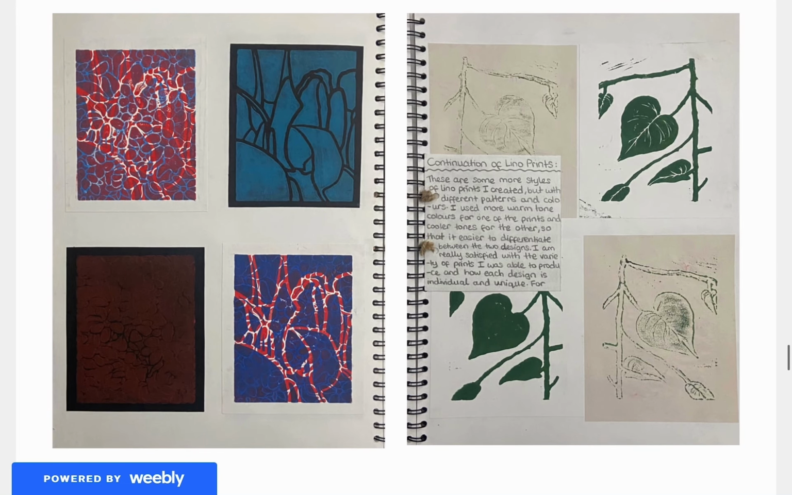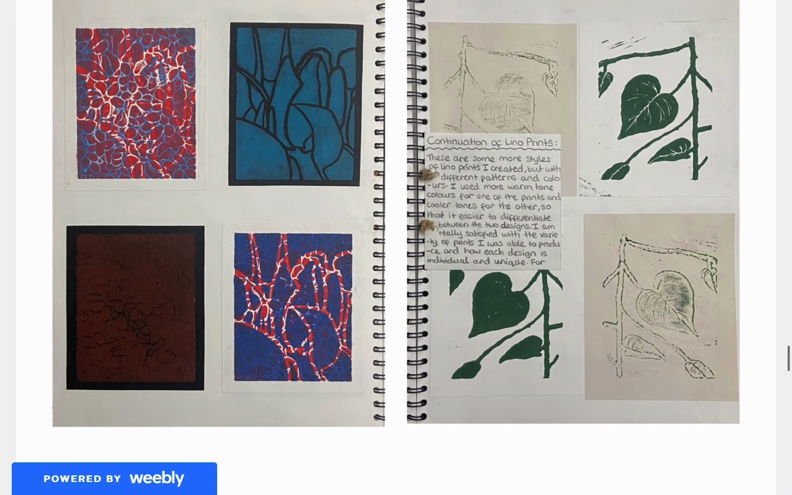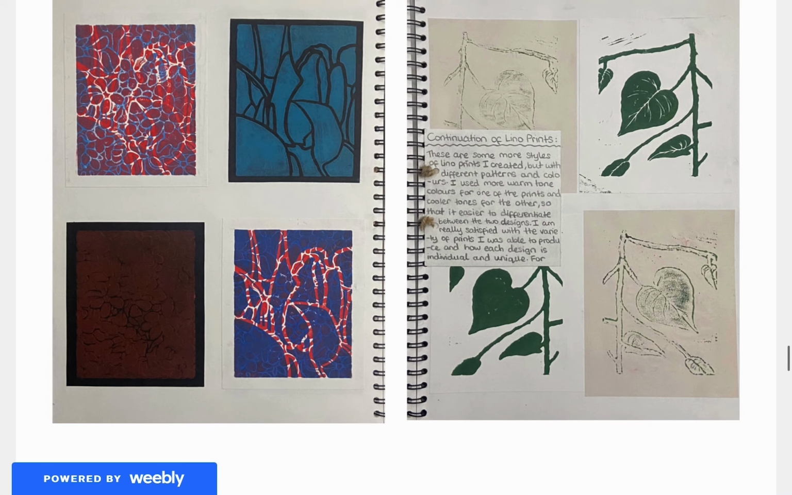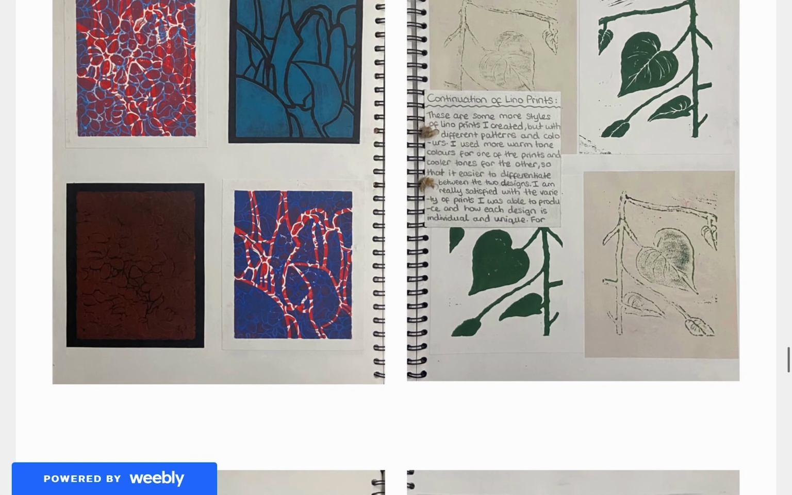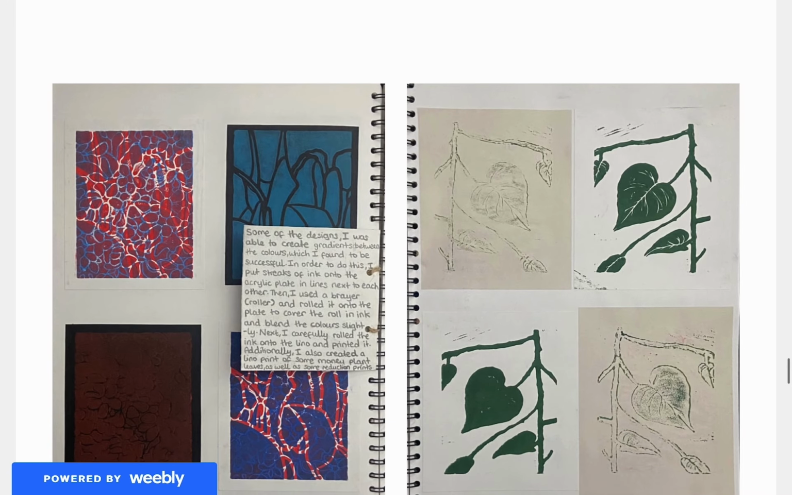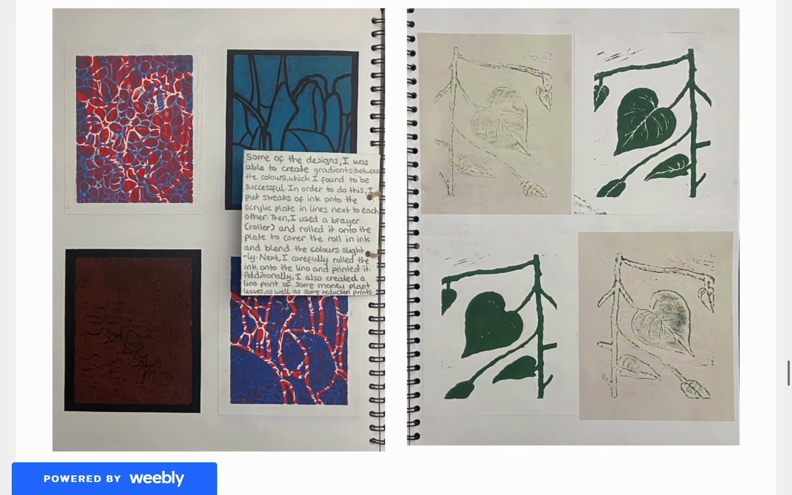This is another lino print I made of some leaves from a money plant. I quite like them. It's a really simple print, but I think it also looks really nice, and I like how they came out. Here's some more as well. I'll also explain the process of them.